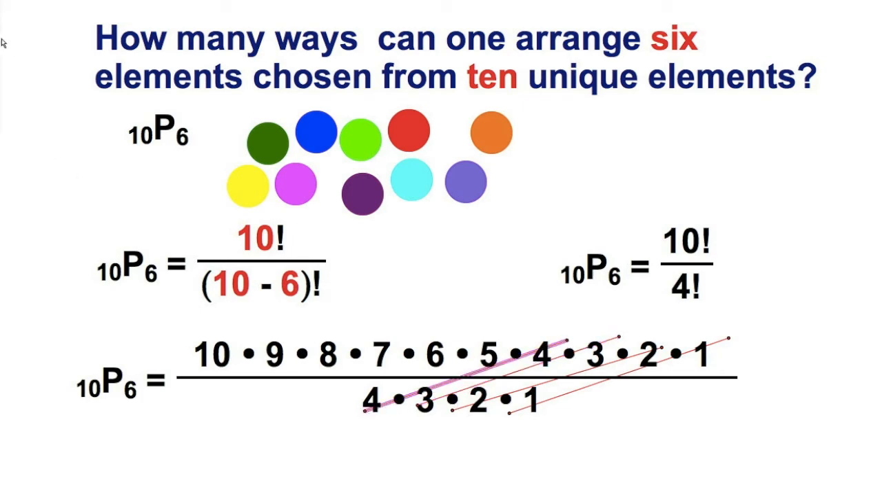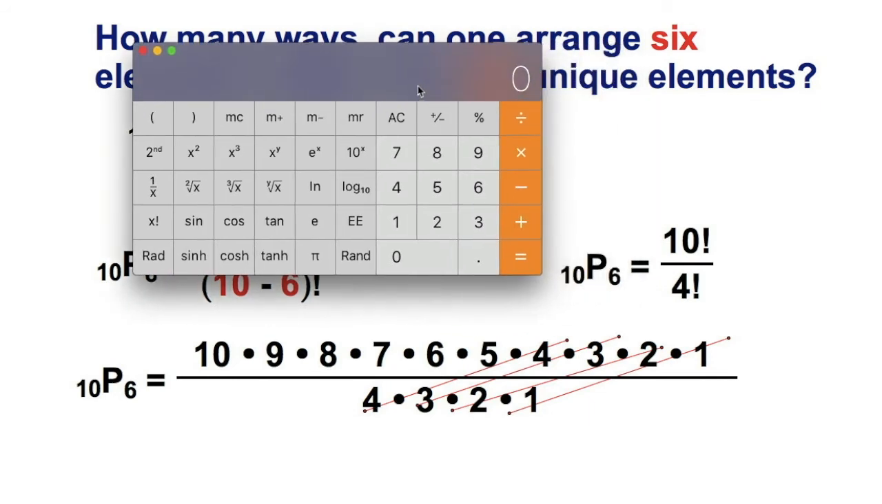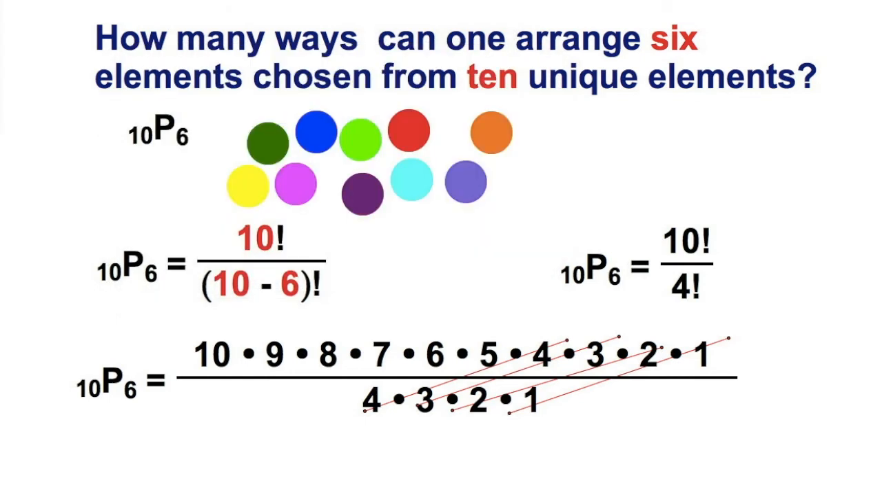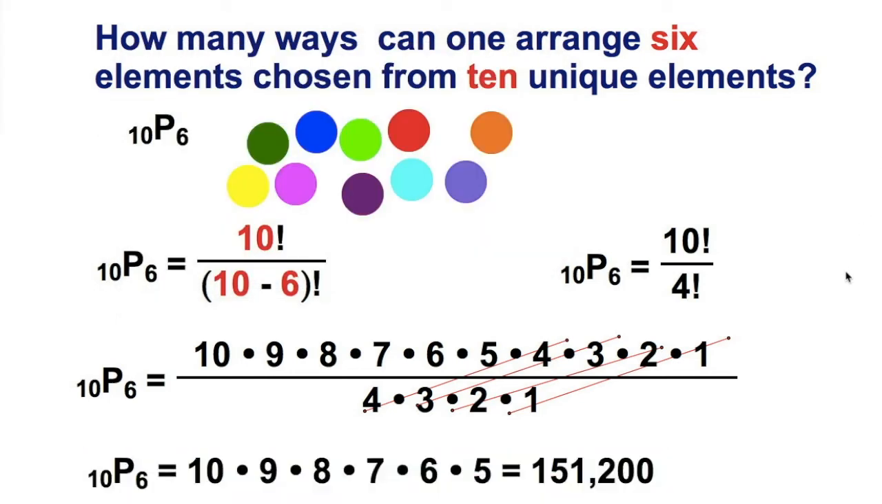And what we're left with is a really big number. You might need your calculator for this. 10 times 9 times 8 times 7 times 6, wow, times 5. That's a big number, 151,200. Yikes. That's a lot of arrangements. That is a lot of arrangements.